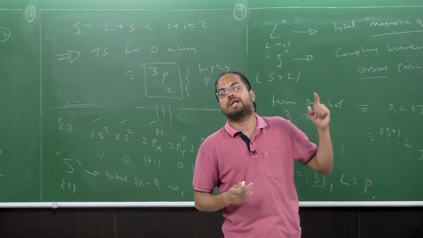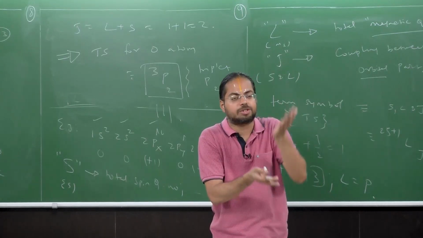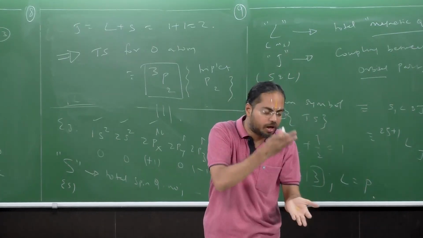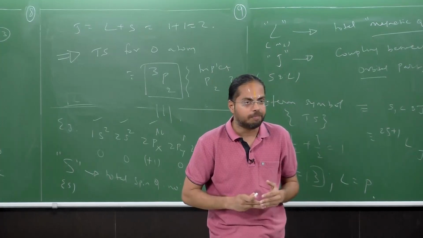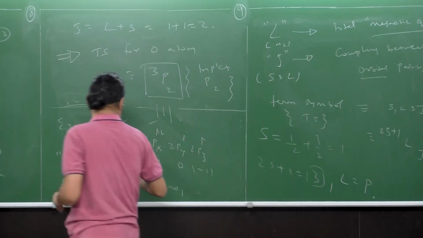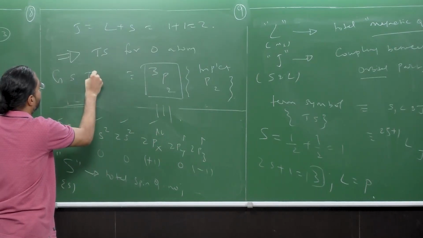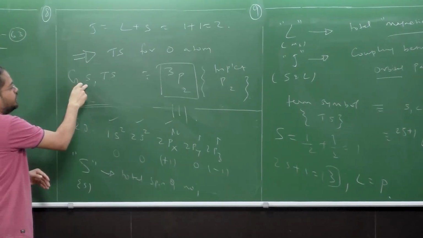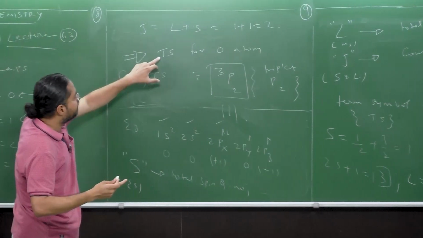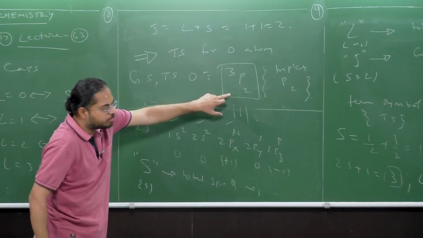And as part of electronic transitions in atoms, what happens? It's the electrons which move about, from a ground state to an excited state, etc. So if this is the ground state electronic configuration for oxygen, then this is the ground state term symbol, GS meaning ground state and TS meaning term symbol. So the ground state term symbol for O is given as triplet P2.